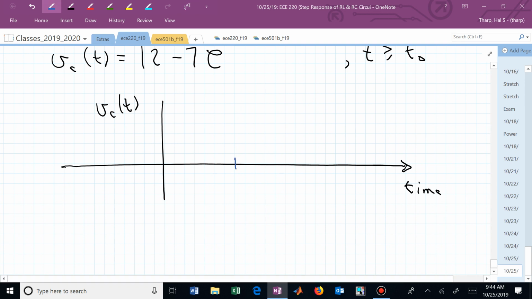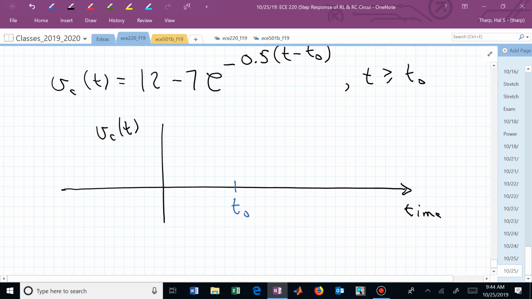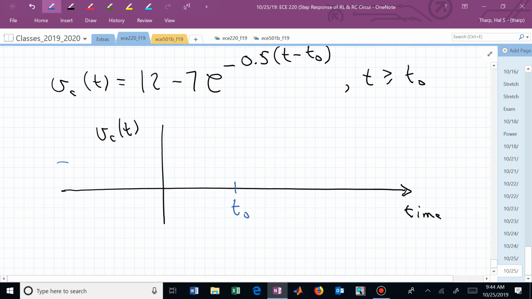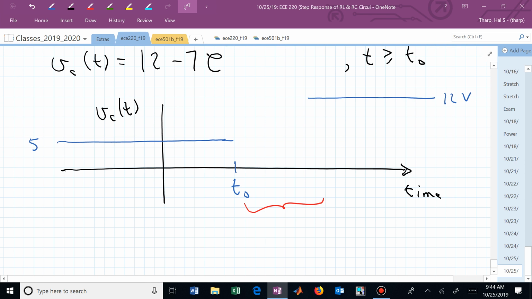If you say, oh, here's t0, now you can say, well, I'm 5 here, and I'm 12 here. And what happens between, or what is the distance between? We now know this transient interval right there. If that was right above, I should have made it a little better than that.